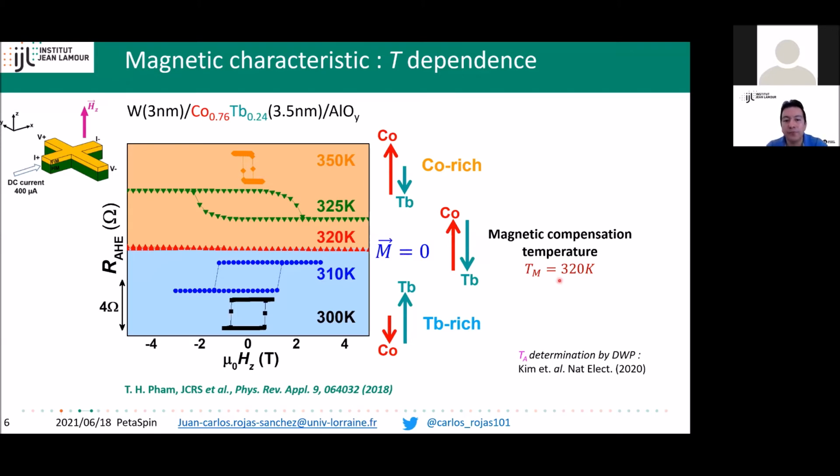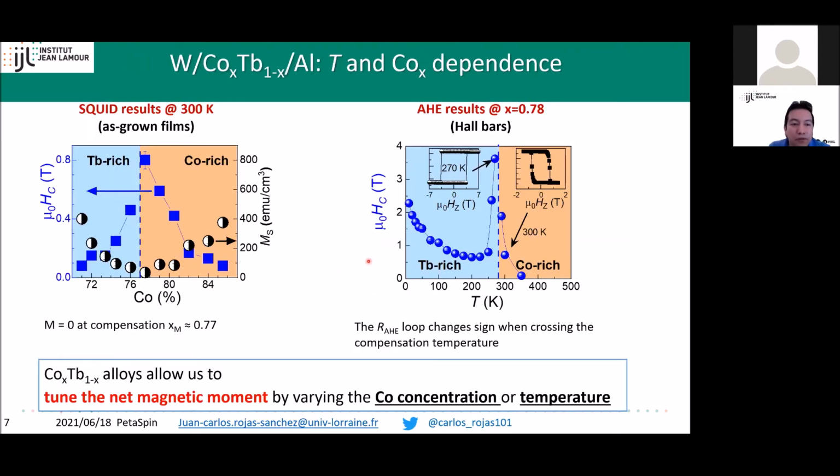320 Kelvin. There are some approaches, some methods, to estimate the angular compensation temperature. One of the more recent ones is reported here in this nice work by King and Professor Teruo Ono at Kyoto University using domain wall propagation. So let's continue with the characterization in our series.